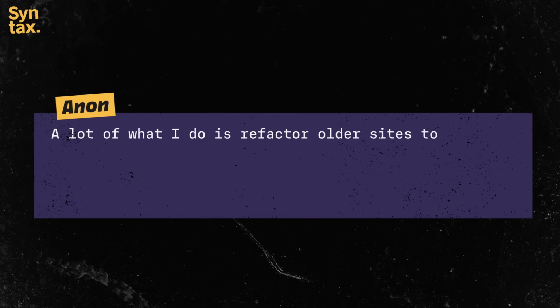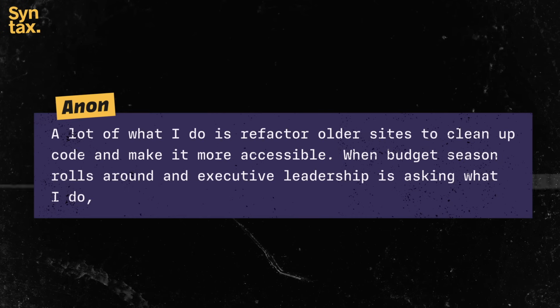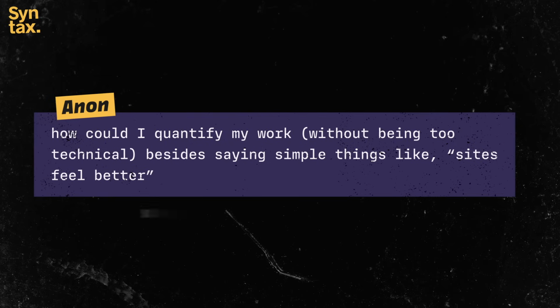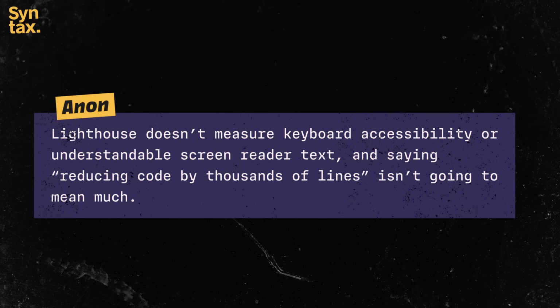Next question we got here from Anon. A lot of what I do is refactor older sites and clean up code and make it more accessible. When budget season rolls around and executive leadership is asking what I do, how can I better quantify my work without being too technical? Saying things like the site feels better doesn't really work. Lighthouse doesn't measure keyboard accessibility or understandable screen reader text, and saying reducing code by thousands of lines isn't going to mean much. That's a good point.